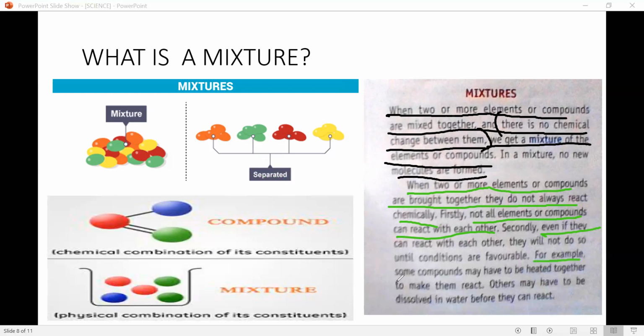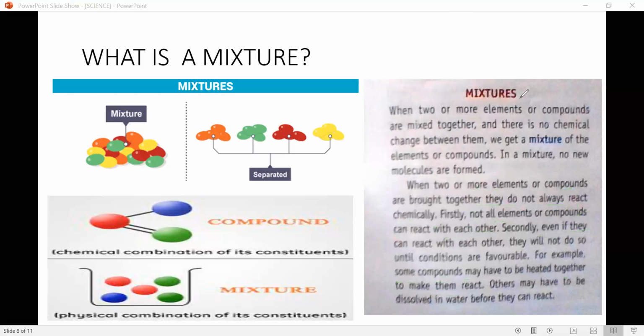And for example, if we take some compounds, they may have to be heated together to make them react. Others may have to be dissolved in water before they can react. So that is all I wanted to tell you about mixtures.